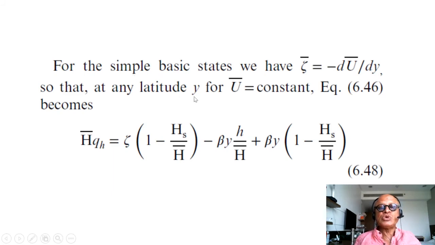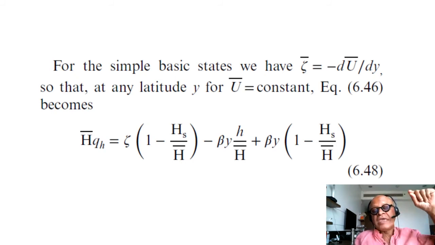So at any latitude y, for u bar equals constant, du bar/dy becomes 0, then the vorticity equation simplifies to this form, which is just a function of the perturbation relative vorticity dependent on depth and the slope, and the planetary vorticity terms that also are affected by the fluid depth. Right? Why am I rushing through it? Not really.